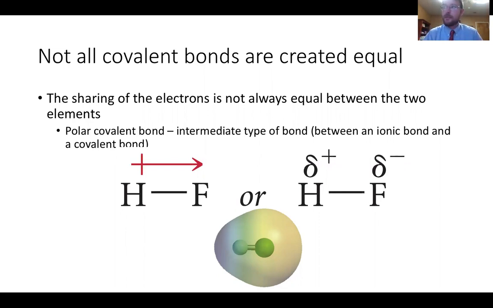One is with an arrow. Notice where that cross is. That cross is over the one that becomes more positive, and the arrow is pointing towards the more electronegative one, the one that will become slightly negative. You can also look at the delta, right? We have delta plus and delta negative. So it's not a full positive charge and full negative charge, but it is a partial negative and partial positive charge.